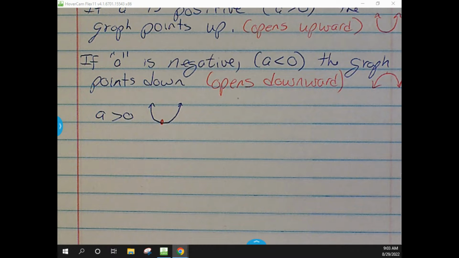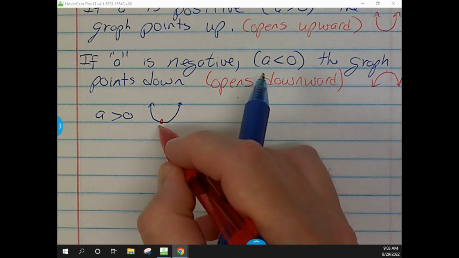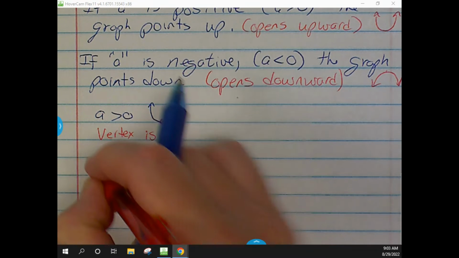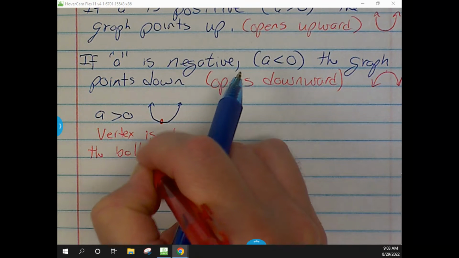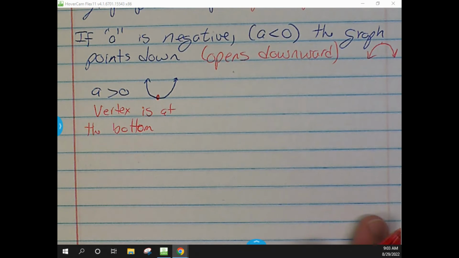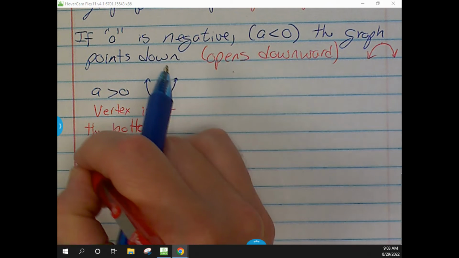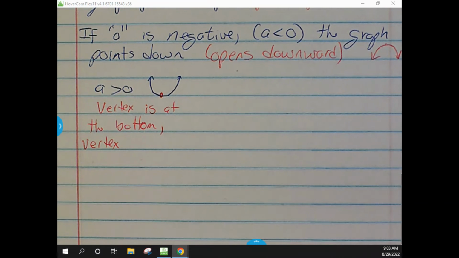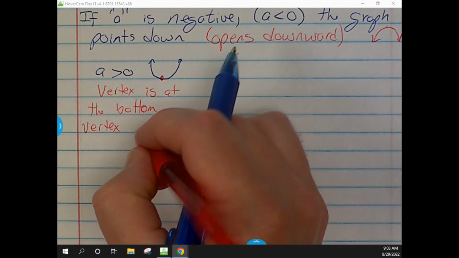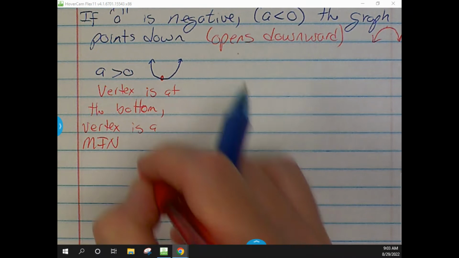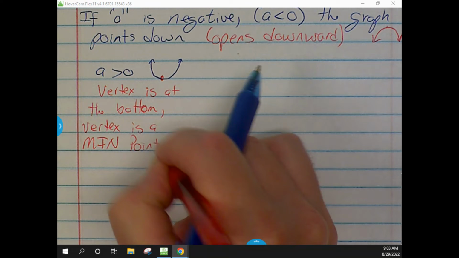Okay, vertex in that case is at the bottom or top of the graph? At the bottom, right? So if it's at the bottom, vertex is at the bottom. That means that your vertex is a minimum point. And a lot of times they'll just put max or min just for short. So if your vertex is at the bottom, the vertex is a minimum point or minimum value.